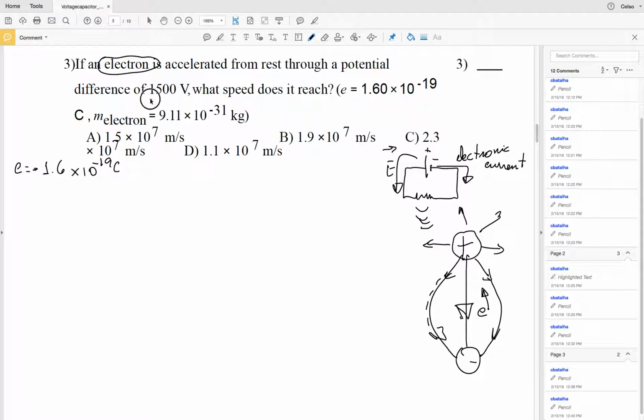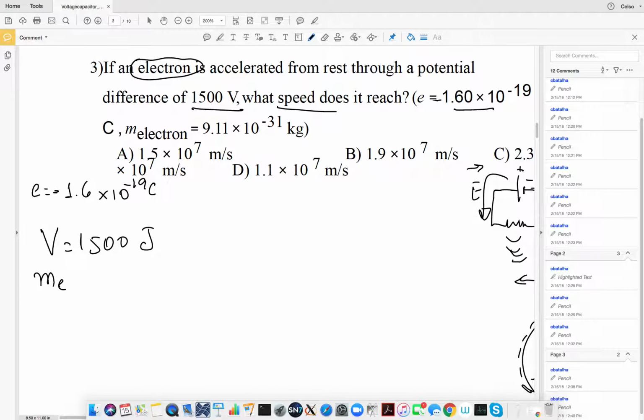So you have a potential difference of 1500 volts. So we write that down as a given information. And we want to find the speed. The charge is given, and the mass of the electron is also given, right? So we have a mass of the electron. So how can we find the speed? Now, this is a two-level sort of a problem.